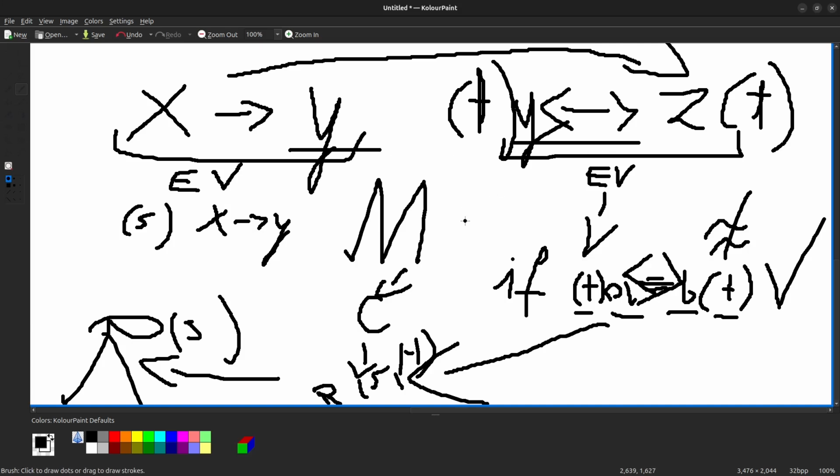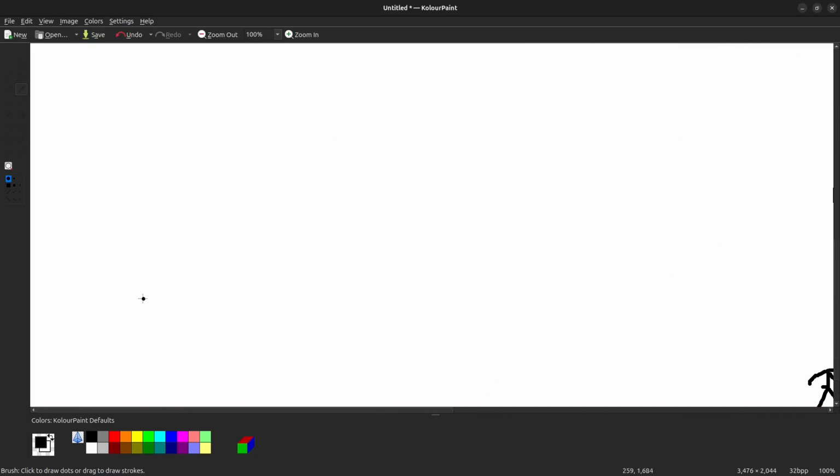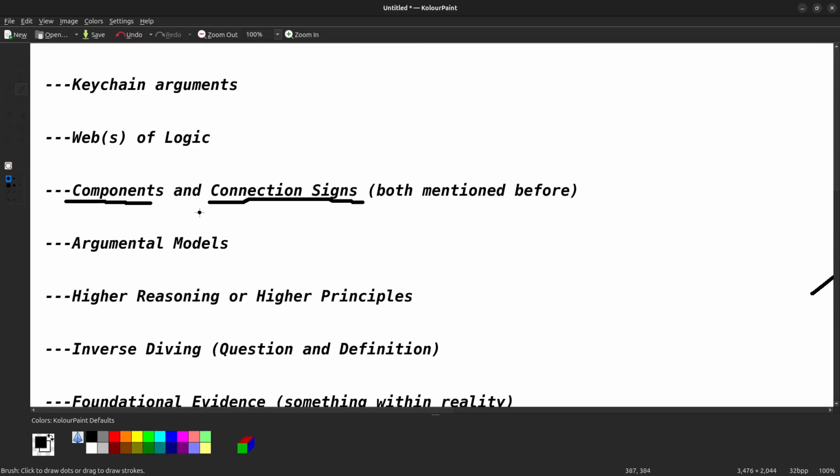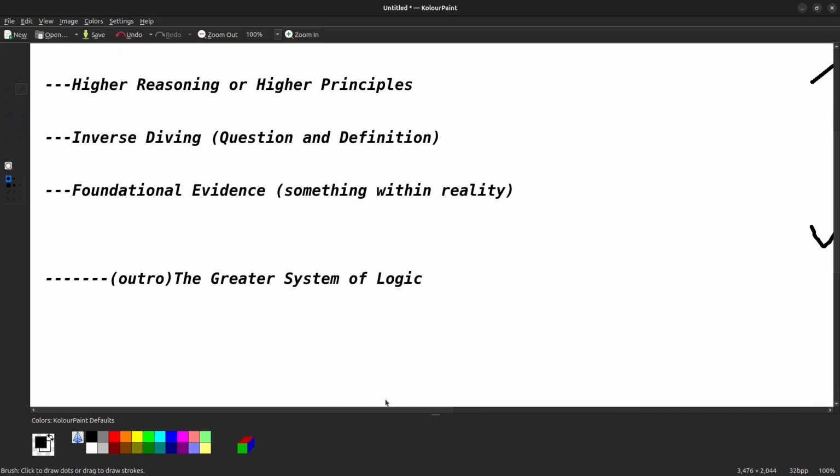And presumably, this also ideally should reference some kind of evidence, which then references some kind of evidence, which presumably should reference ideally something within reality. So by building a lot of these basic structures, and this will tie heavily into the greater system of logic, which I haven't even mentioned, everything that I've said in this video is just the lesser system of logic. The greater system of logic I'm going to mention at the end.